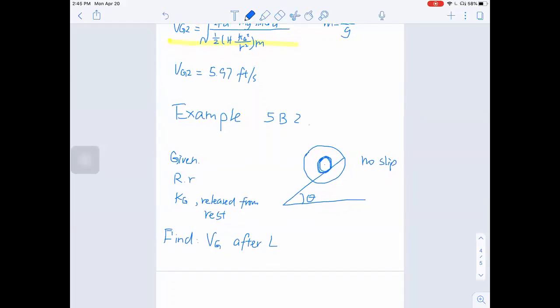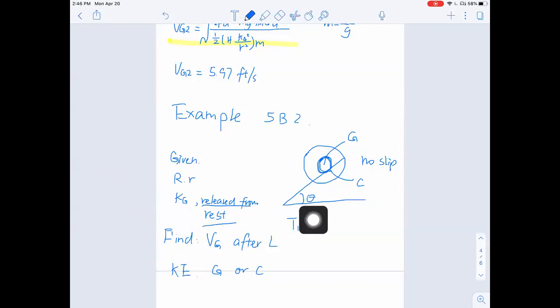In terms of kinetic energy, let's call this point G and this point C. You can pick either G or C to simplify the calculation, just like we did previously. Everything is released from rest, which tells you that T1 equals 0. And this gyration radius ratio basically means you can use it to find the moment of inertia at point G.